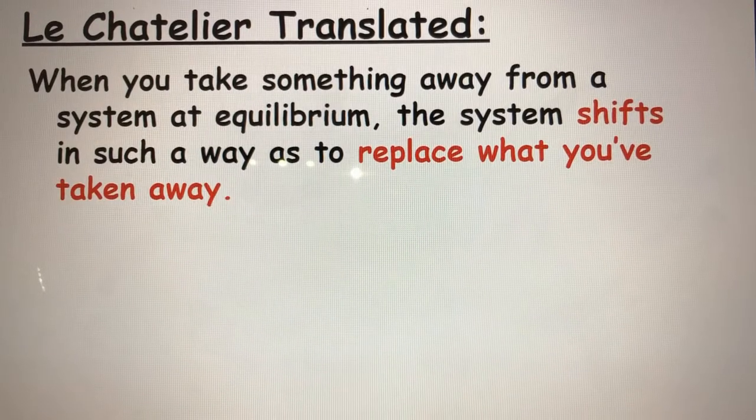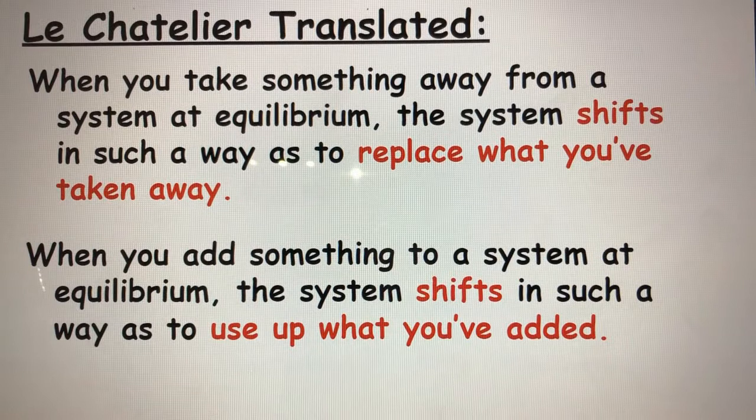So when you take something away from a system at equilibrium, the system shifts in such a way as to replace what you've taken away. When you add something to a system at equilibrium, the system shifts in such a way as to use up what you've added.